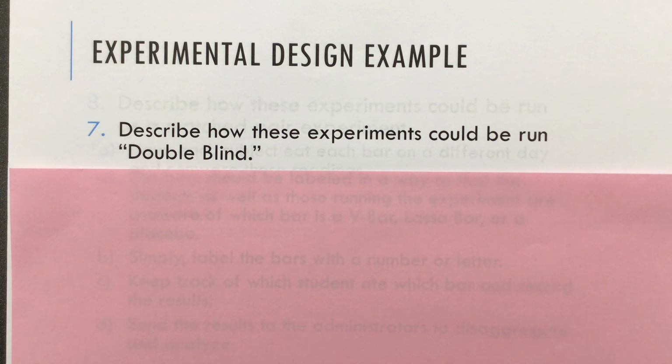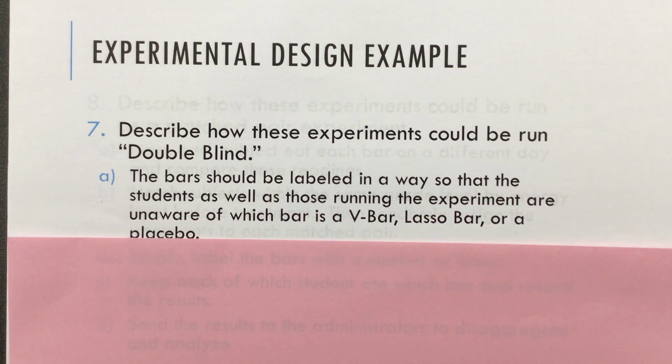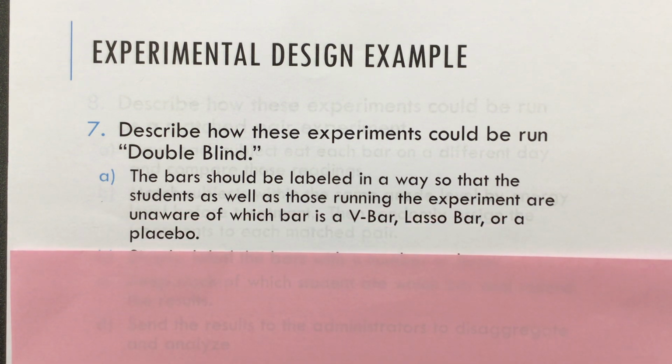That doesn't say placebo, but the person would think, oh yeah, this is an energy bar. Or you can not even put Lasso bar, V bar, whatever bar on the packaging. You could just say A, B, and C, or you could just have 3 different colors, or 1, 2, 3, right? So that's how we accomplish the double blind.